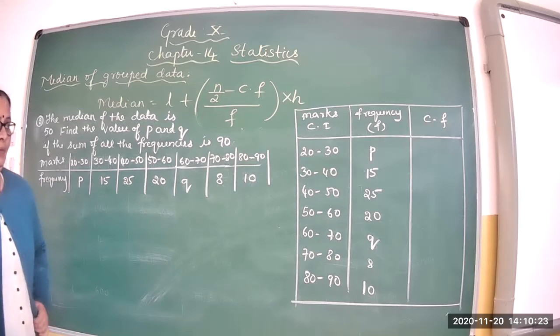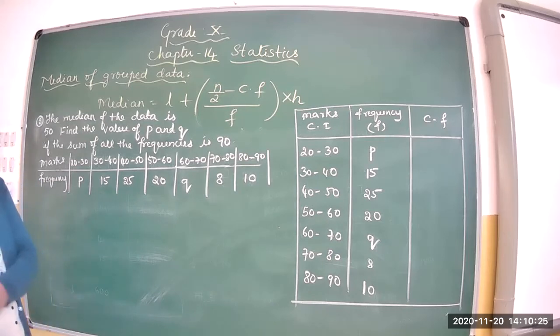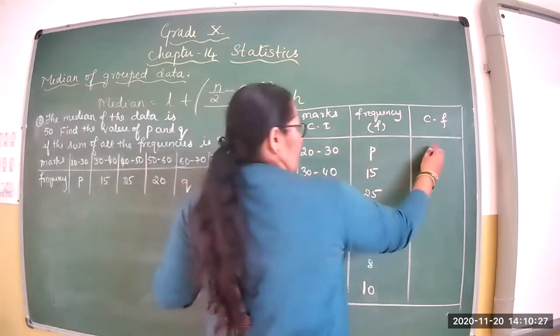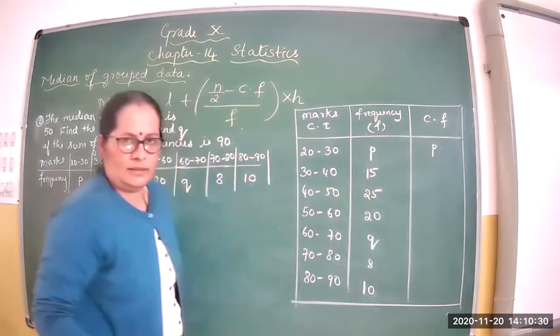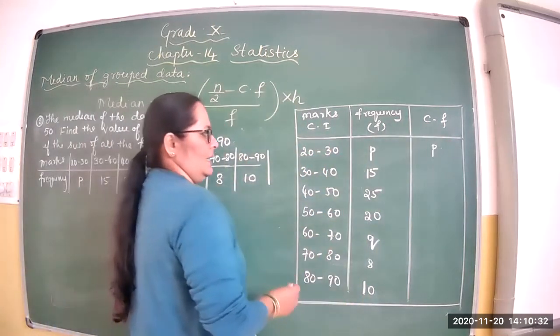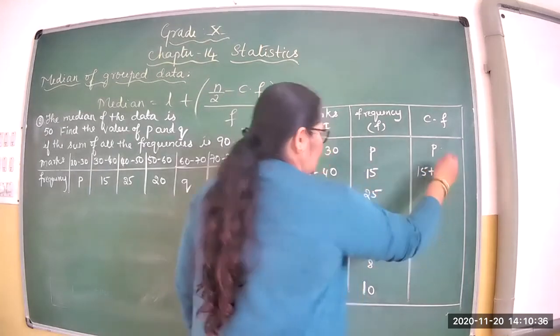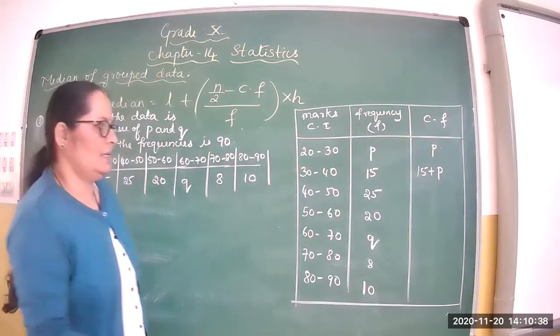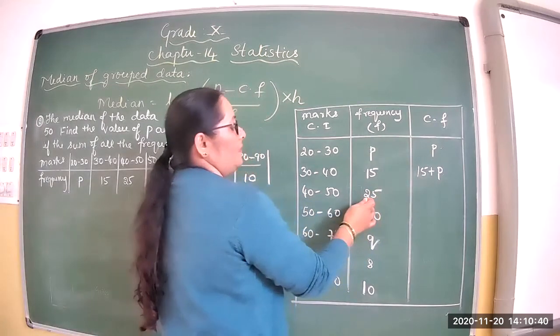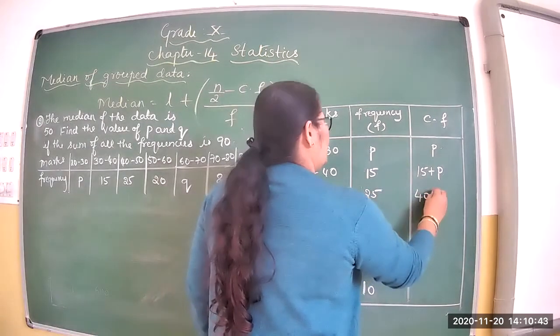Now you need to find the cumulative frequency. So the first cumulative frequency you have to write as is. Then the next is P plus 15, so 15 plus P. The next one is 15 plus 25 plus P, that is 40 plus P.